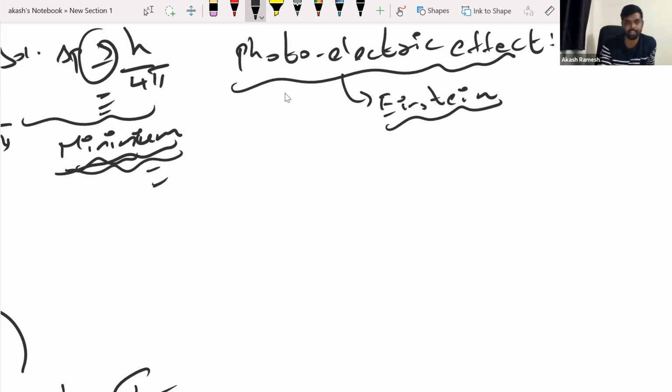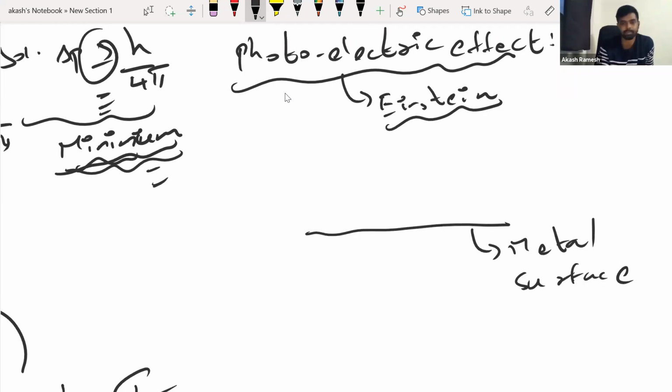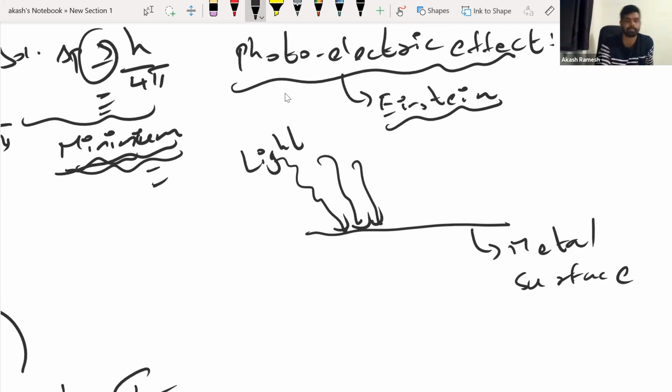Okay, fine. So what he observed is that, say he had a metal surface. This is a metal surface. Now what he did to this metal surface is he made sure light falls on this. Any visible light, red light or orange light, something. He made this light fall on the metal surface. It fell on the metal surface, right?